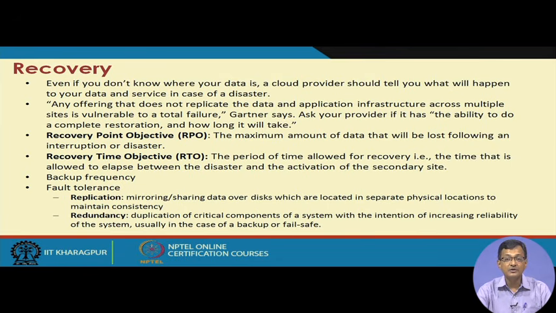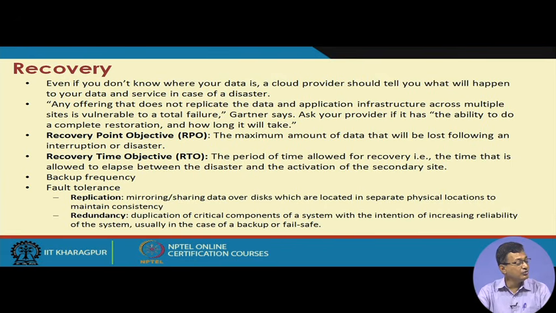Another point we are extremely concerned about is recovery. If something goes wrong, what is the recovery mechanism? Even if you do not know where your data is, providers should tell you what happens to your data and services in case of a disaster or outage. If I store my data in shared data storage and it runs into a problem, how much time will recovery take, and is full recovery possible at all? These are the things that will be questioned.